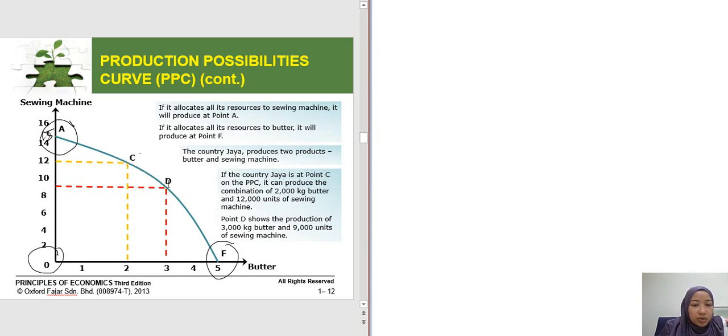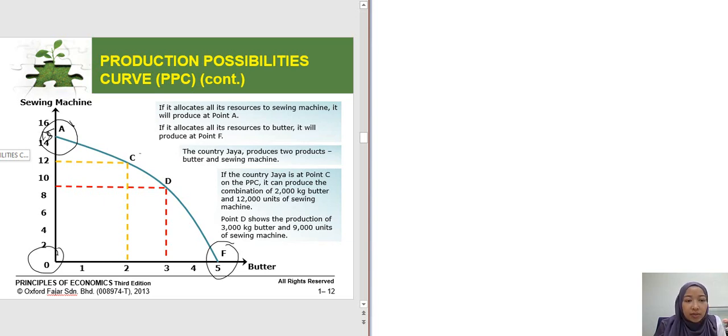Point D shows that the production of 3000 kg butter is with the combination of 9000 units of sewing machine. So what do we mean by the points on this? This is what we call the production possibilities curve. It shows the combination of sewing machine and butter that you can produce with the resources that you have. So you see the shape is concave. Concave. So how do we look at the three terms?